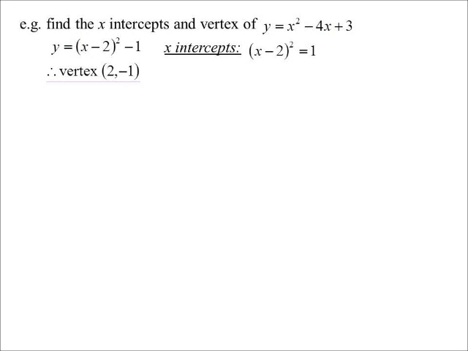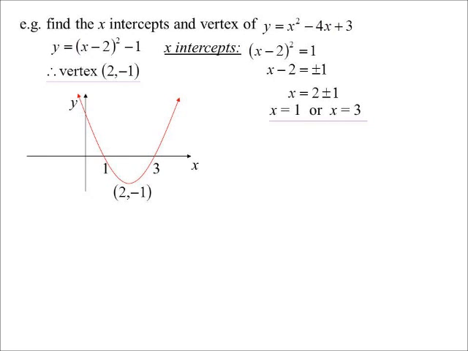X-intercepts, I would solve it. Well, as I've already completed the square, I'll keep going that way. So (x minus 2) squared must equal 1. I get 1 and 3. So they're the two x-intercepts. So plot those points. I've got 1, I've got 3, I've got a vertex. There we go. I didn't even bother with the y-intercept.